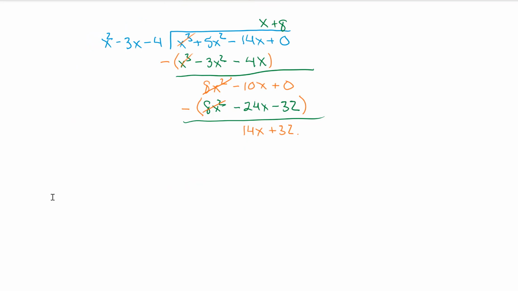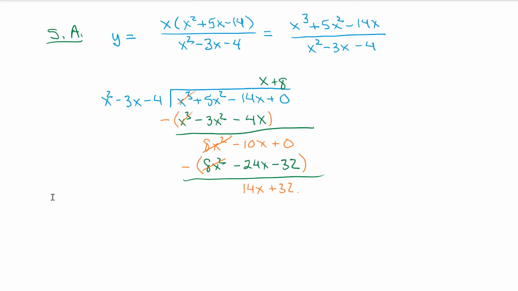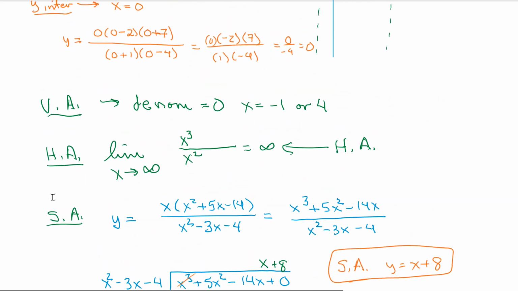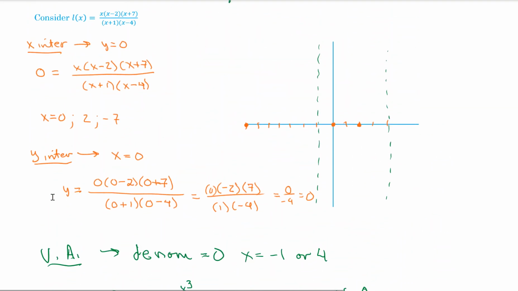Interesting. So I do have a slant asymptote, and my slant asymptote occurs at y equals x plus 8. Aha, the slope is 1. It intersects the y-axis at 8. So I'm going to come up 8: 1, 2, 3, 4, 5, 6, 7, 8. Because the slope is 1, it's going to be a kind of 45-degree angle here.